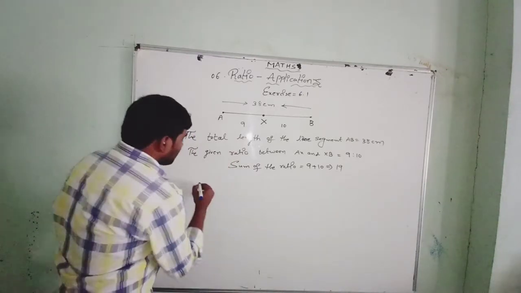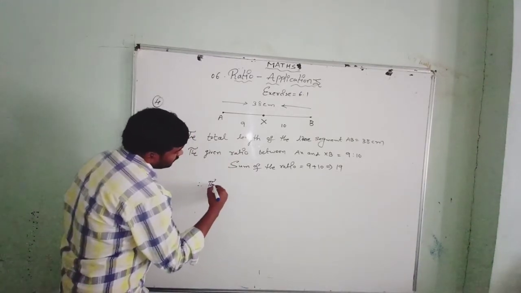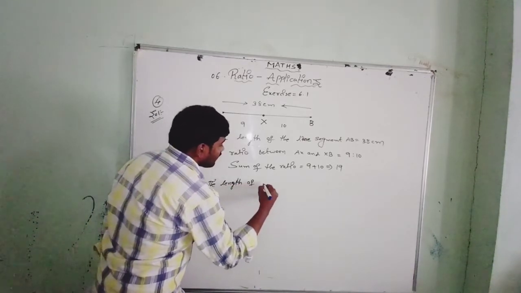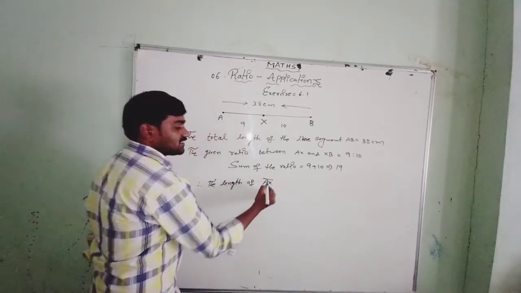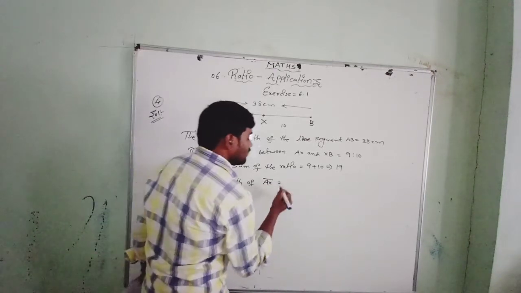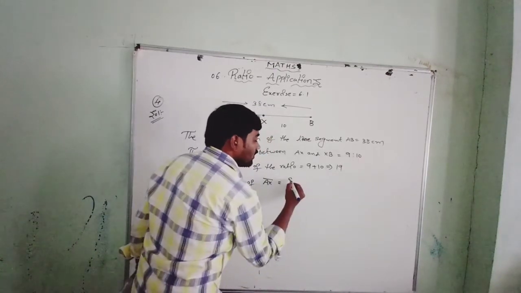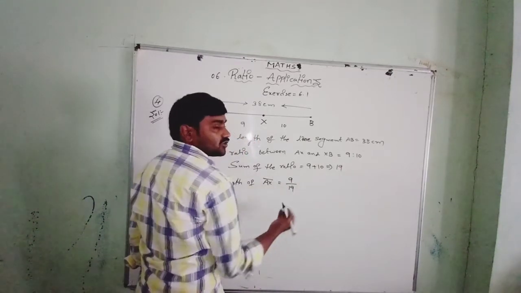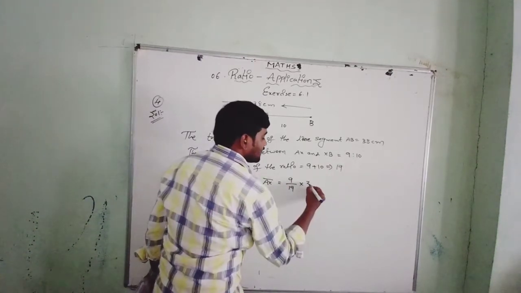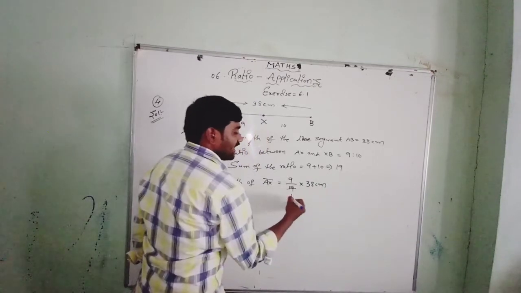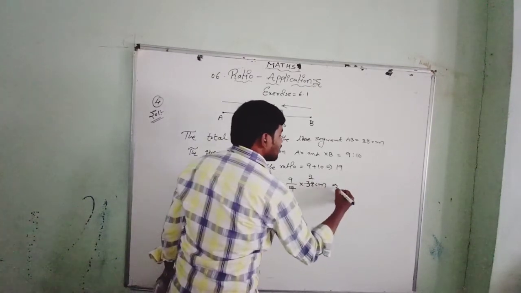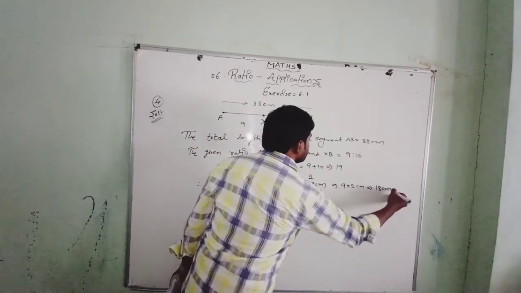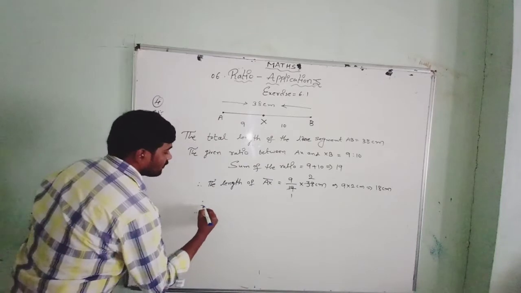So the length of the line segment AX equals how many parts? Only 9 parts out of 19 parts. Given ratio by sum of the ratio into total, that is 38 centimeters. So 19 twos are 38, that equals 9 into 2 centimeters. 9 twos are 18. So 18 centimeters.